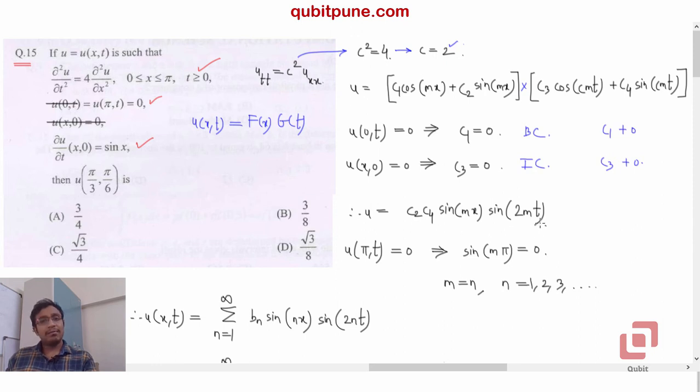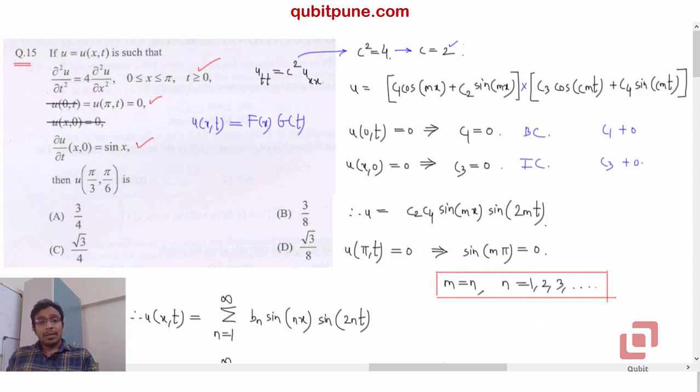Same thing with t, because the independence of u on t is very clear when x is pi. When x is pi, u is equal to 0. So this gives me sin m pi equal to 0, which allows me to find multiple values of m. So m is basically any natural number. For any natural number m, sin of m pi is equal to 0, right?